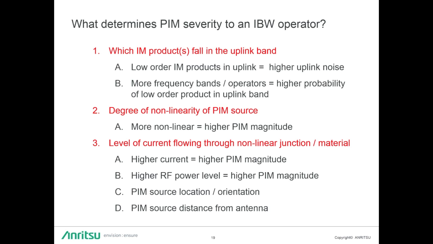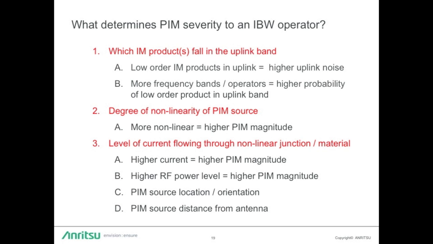And then finally, the amount of current flowing through the nonlinear junction is going to impact how high the magnitude of PIM is that's generated. So higher current equals higher PIM. Obviously, if I'm transmitting 43 dBm compared to 30 dBm, the higher power that I'm transmitting is going to cause higher current. So that's kind of obvious.